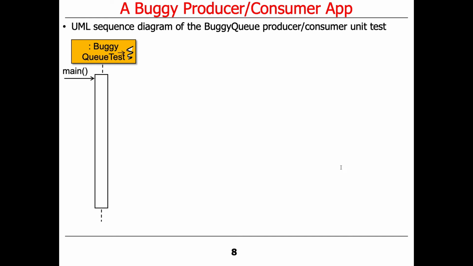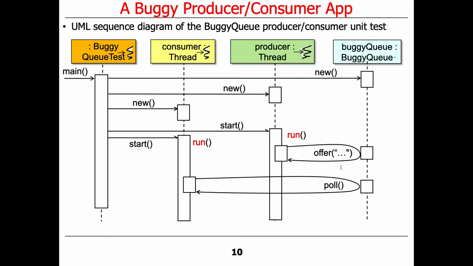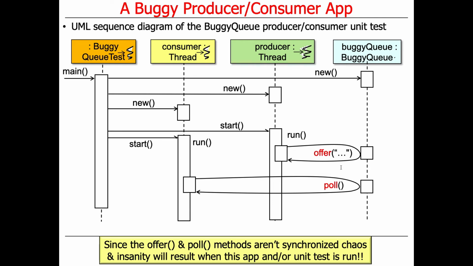We have the main thread of control, which runs in its own thread, of course, and it makes an instance of a buggy queue, and then we make a new consumer thread and a new producer thread. We start the consumer and producer threads. They're now often running concurrently. The producer thread offers stuff to the queue, which is basically a non-blocking put. And the consumer thread will poll, which is a non-blocking take. They're going to run concurrently. And since the methods are not synchronized, chaos and insanity results because there are no locks.